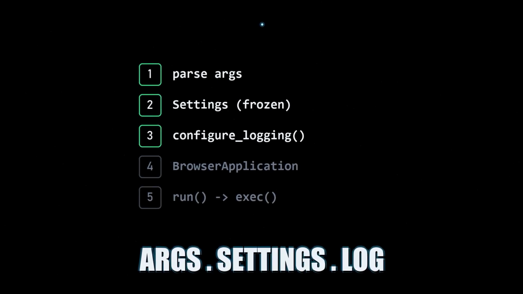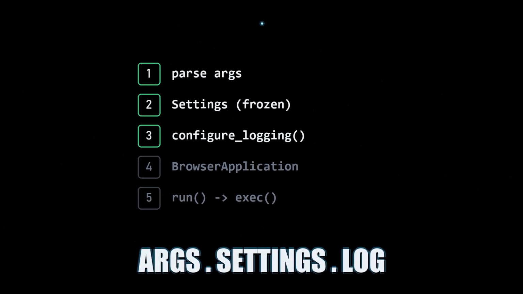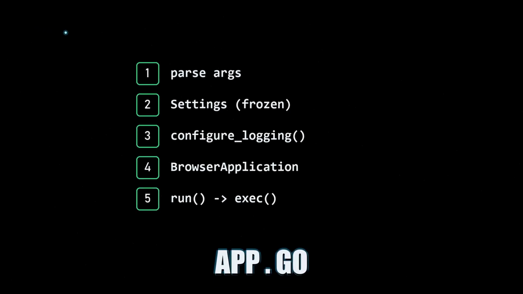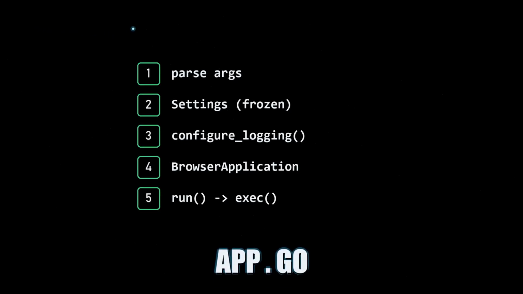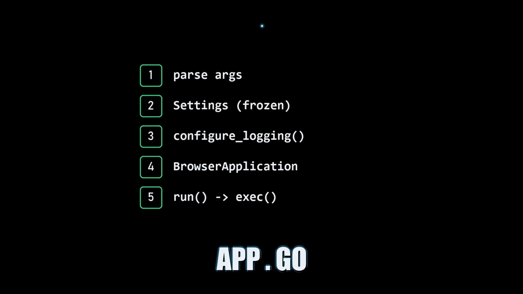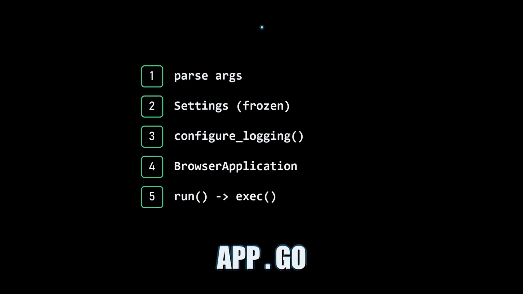Step 3, and the order here really matters, turn on logging before anything else gets built. Because if a subsystem coughs during startup, I want that cough in the log. Configure logging after you build things, and you've thrown away the most important messages you'll ever get. Step 4, build the application object. And that's what creates the one and only Qt application, and then the window. Step 5, run it. Show the window, start the loop, and block right there until you close it. 5 steps. Args, settings, logging, app, go. If you remember nothing else about main, remember those 5 in their order.